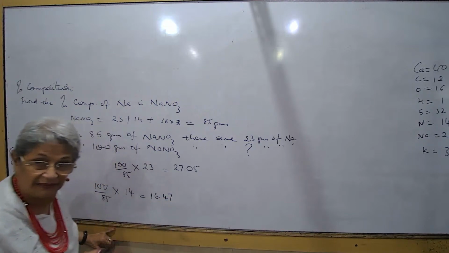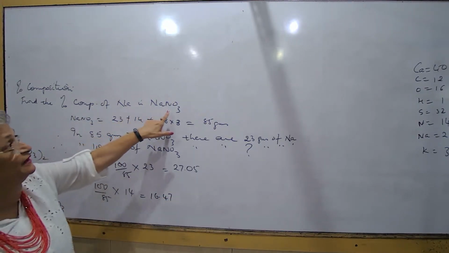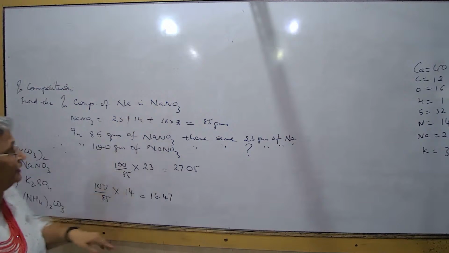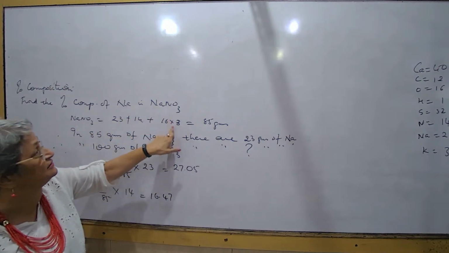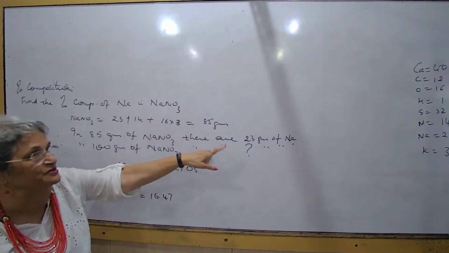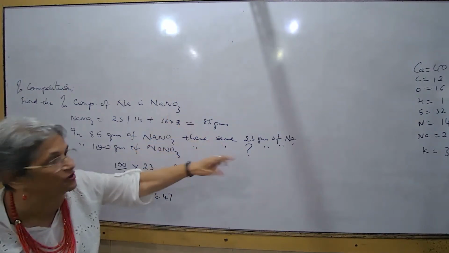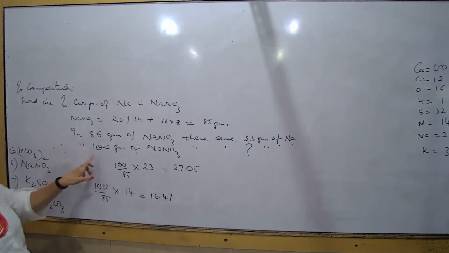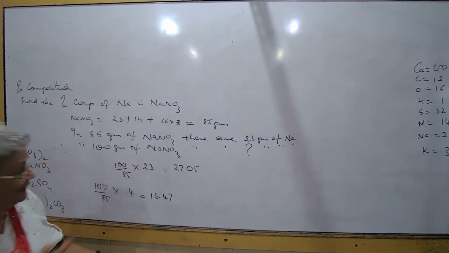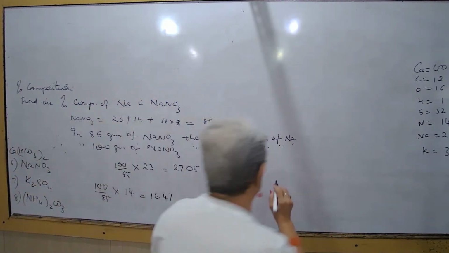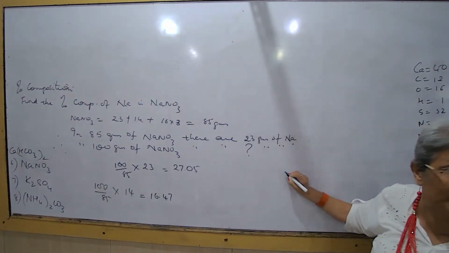16.47. Now, suppose I ask you to find out of oxygen. Same thing. In 85 grams of sodium nitrate, there are 48 grams of oxygen. Therefore, in 100 grams of sodium nitrate, there are how many grams of oxygen? So again, give me the proportion for oxygen.